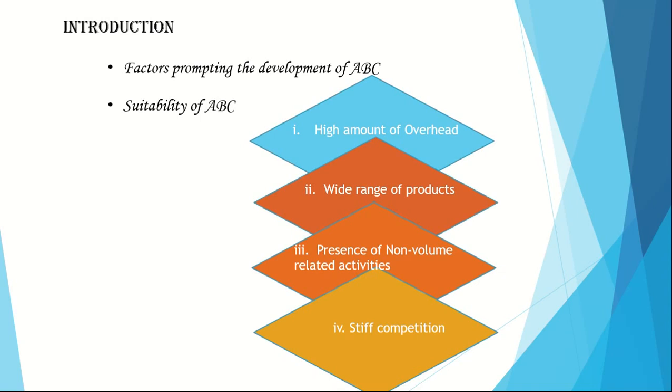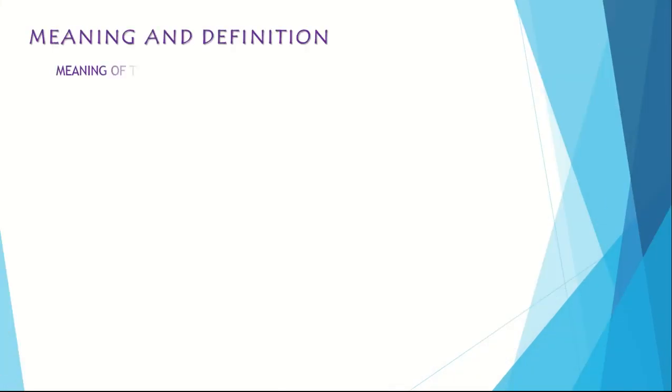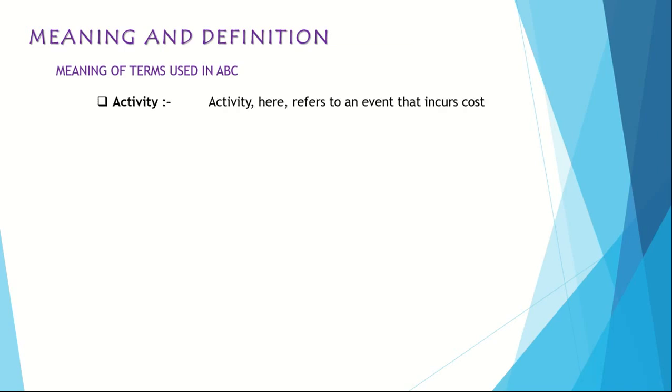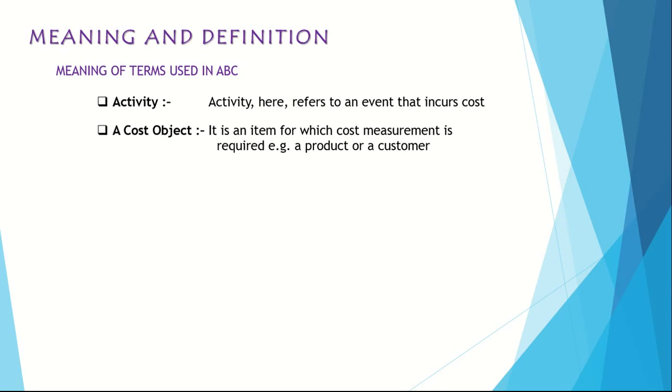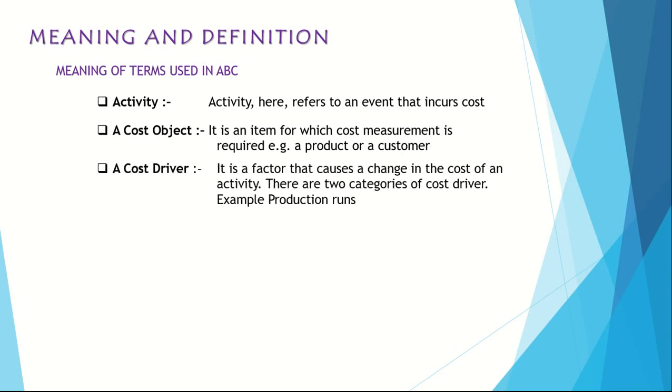Meaning and definition. 1. Activity. Activity, here, refers to an event that incurs cost. 2. A cost object. It is an item for which cost measurement is required, for example, a product or a customer. 3. A cost driver. It is a factor that causes a change in the cost of an activity.